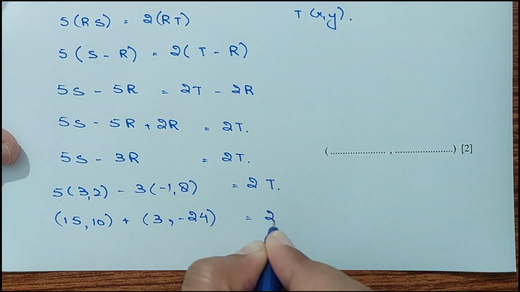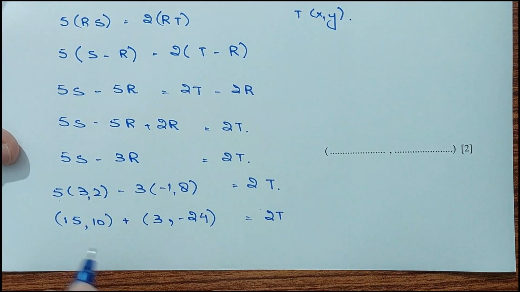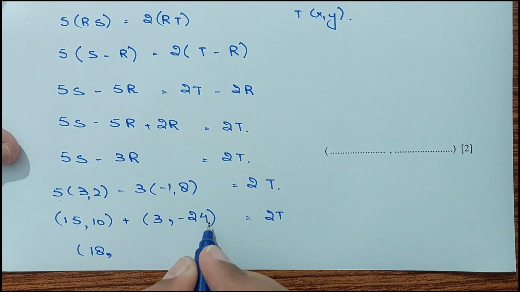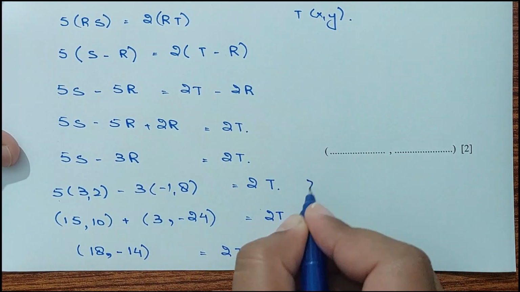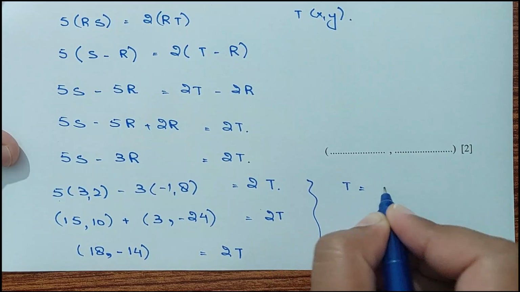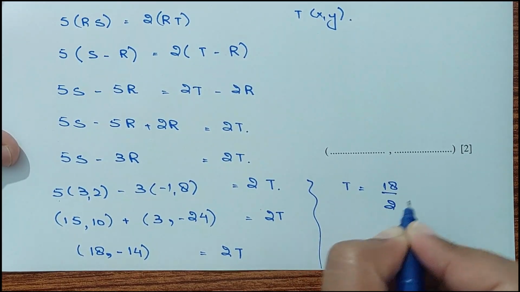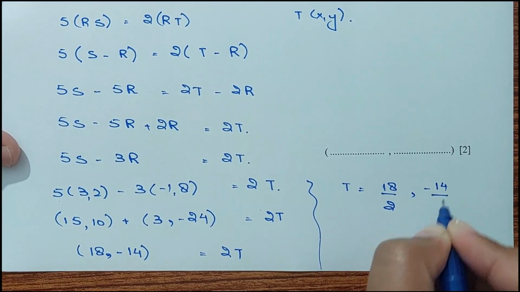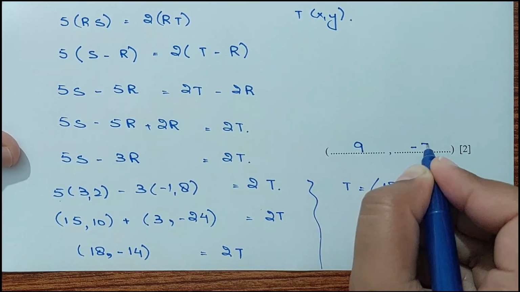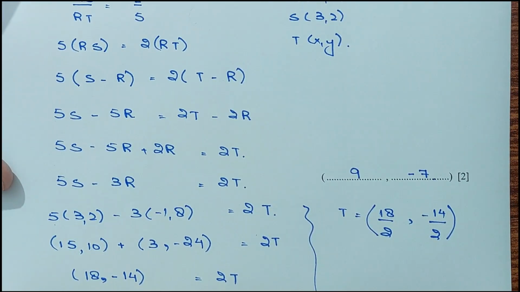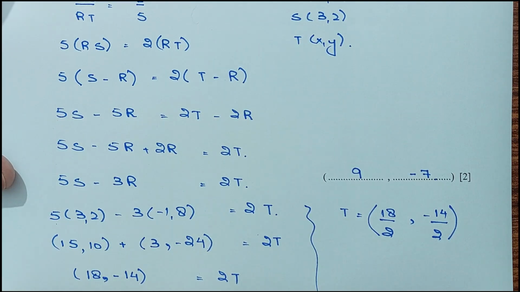This is 2T. Okay, now 15 plus 3, 15, 16, 17, 18, which is 18. And 10 minus 24 is negative 14. This is 2T. And to solve for T, we can say 18 by 2 and negative 14 by 2. 2 times 9 is 18, 2 times 7 is 14. So 9 and negative 7 are the coordinates of T.